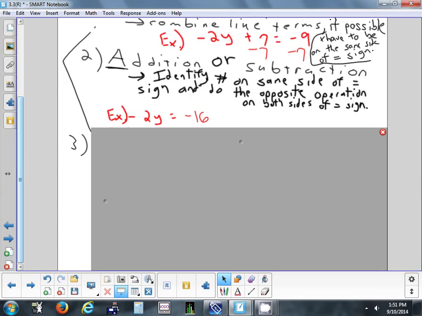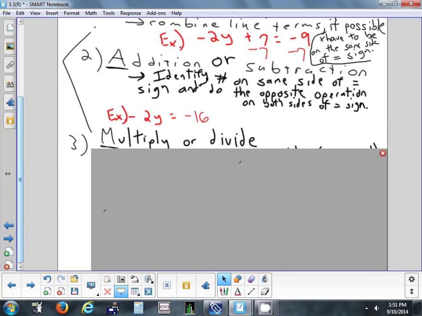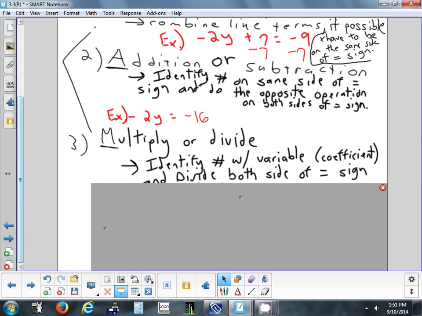So now I'm on step 3. Multiply or divide. So we're taking the stuff from Monday in 3.1 and yesterday from 3.2 and just using it for the 2-step. All right? So I'm going to multiply or divide.